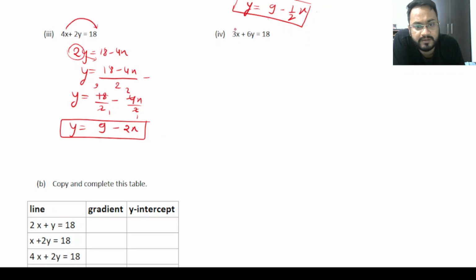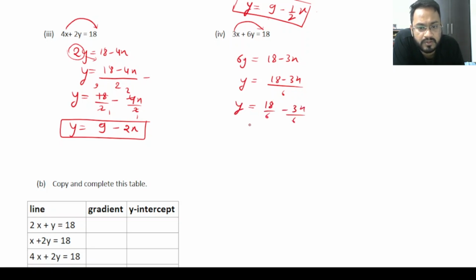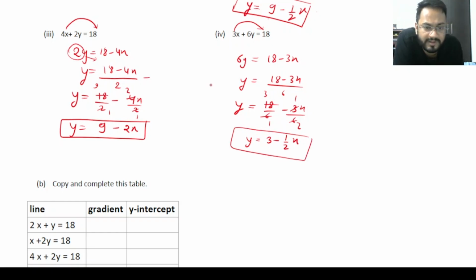And here, for the fourth question, we want to make y the subject, so we shift 3x to the other side, that is the RHS. So 6y is equal to 18 minus 3x. So y will be equal to 18 minus 3x by 6. Done. So we can separate the LCM, and this goes like this. So 6 times 1, 6 times 3. So y is equal to 3 minus 3 times 1, 3 times 2. So it is 1 by 2 x. Okay. So we got the answer of this equation finally.